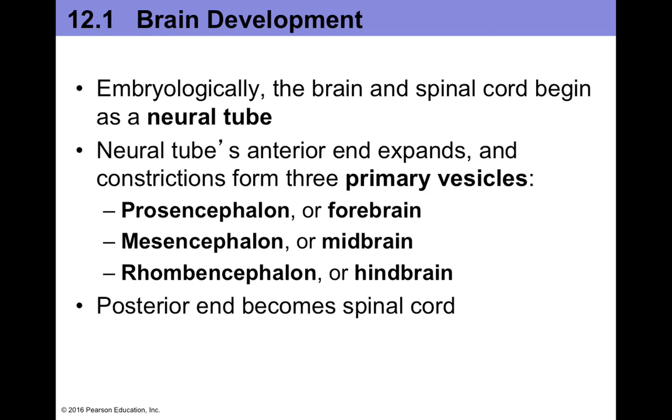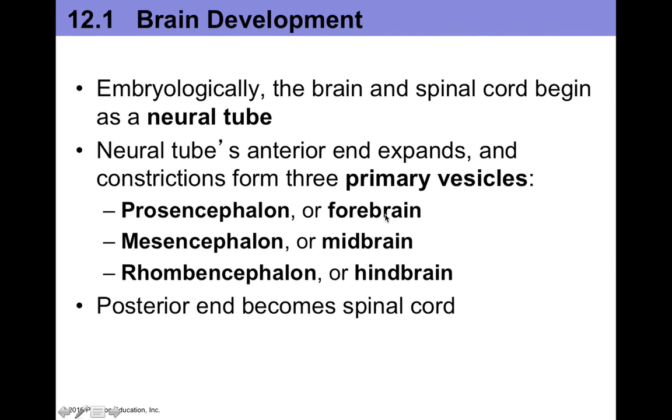Okay, so here we're going to look at brain development. Now, embryologically, all central nervous system structures come from something called the neural tube, which is essentially a tube of cells made of embryological stem cells with a fluid-filled center. Now, this neural tube, as it grows and elongates, turns into three primary vesicles, or sort of bulges of this tube. We have the prosencephalon, mesencephalon, and rhombencephalon, which become the forebrain, midbrain, and hindbrain, respectively.